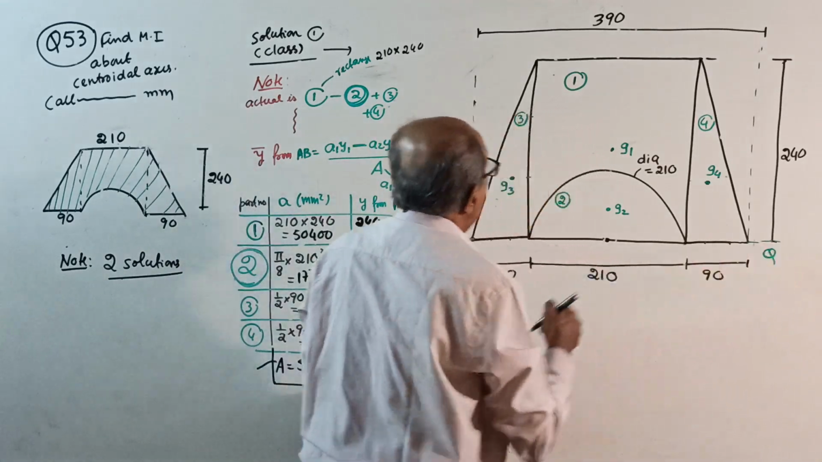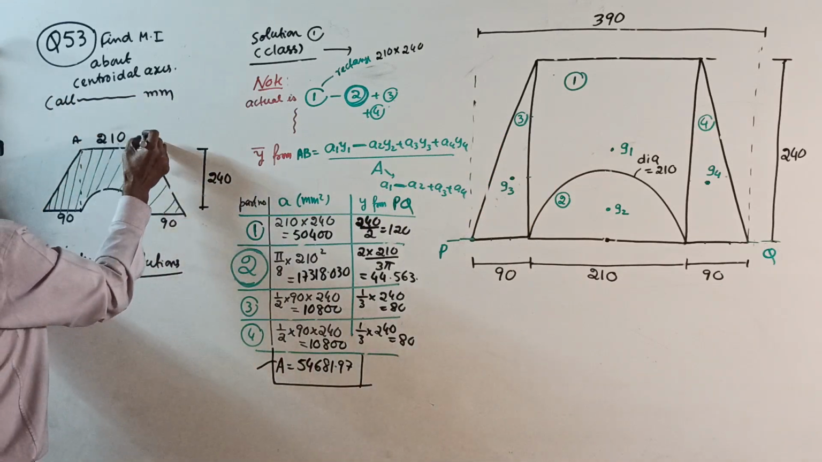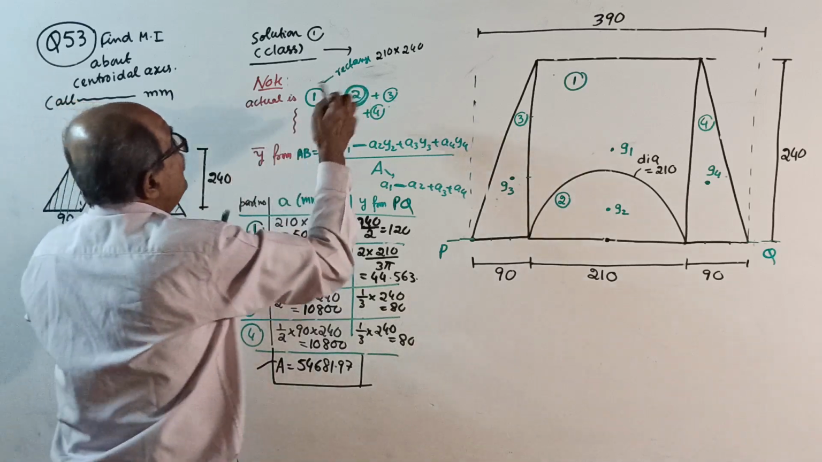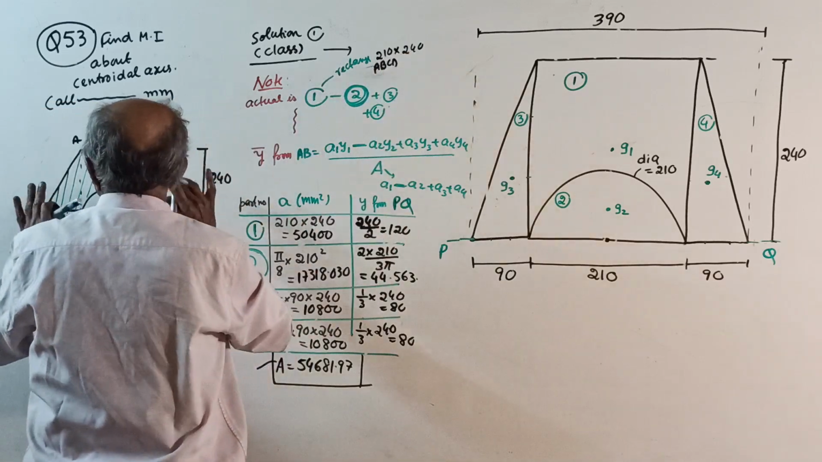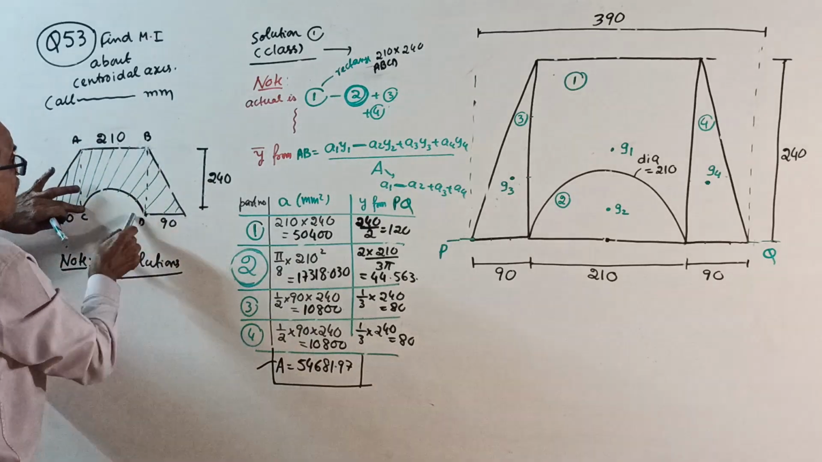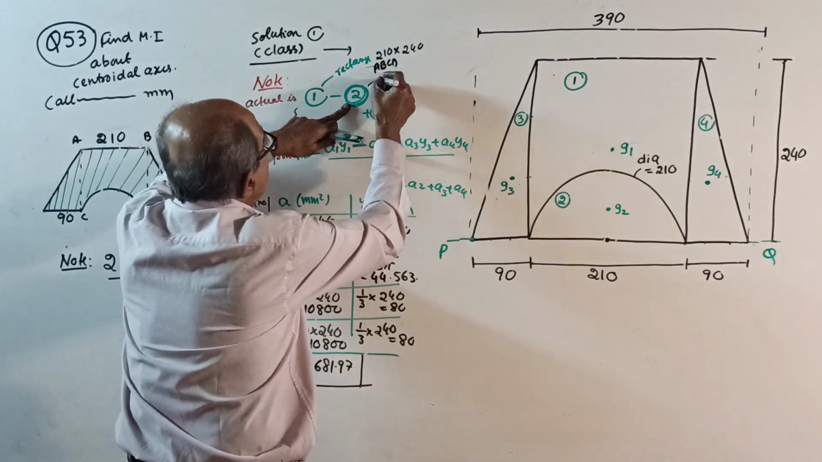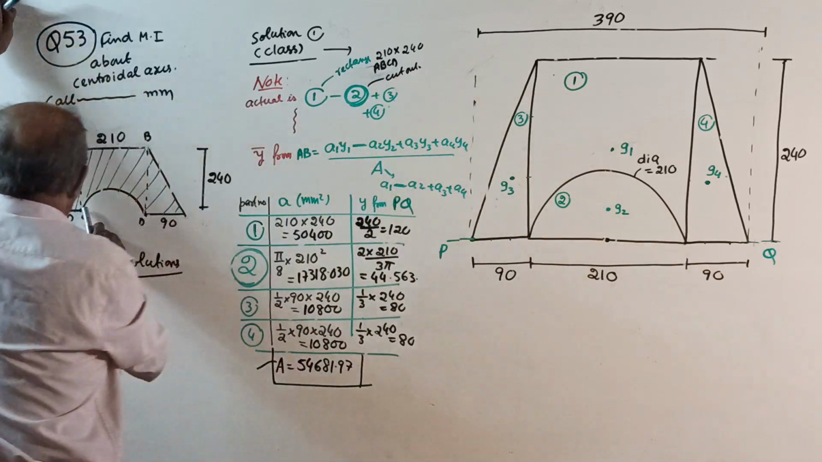So, just to understand, do one thing. Right here, A, B, C, D. So your rectangle is ABCD. You take the ABCD rectangle. So this semicircle is cut out. The 2 becomes cut out. Then you get the area.